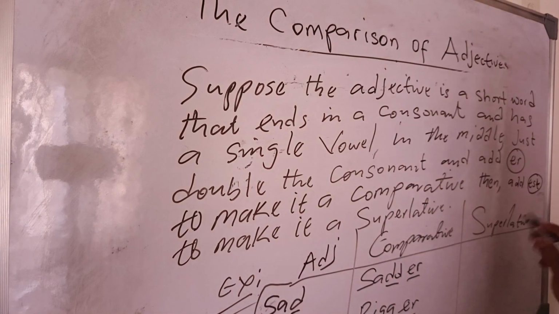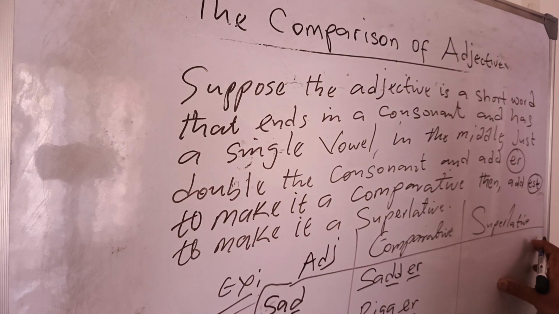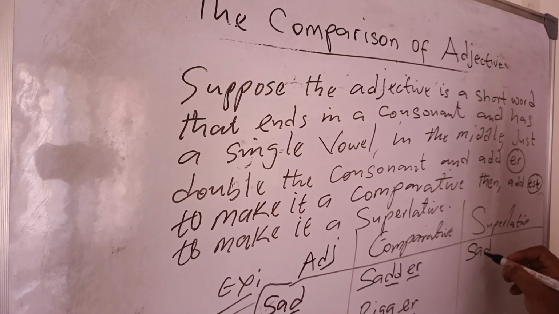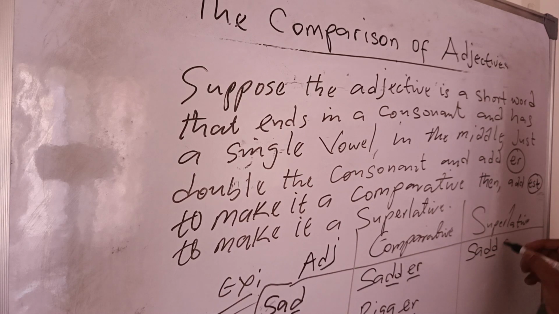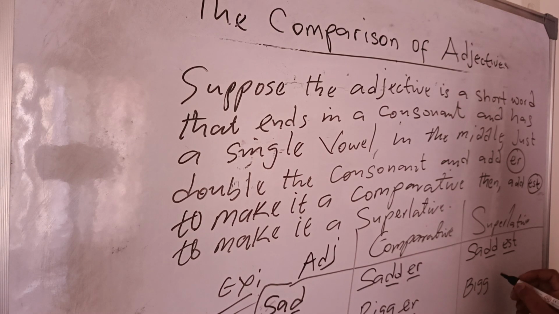Now at the superlative side, we add the est to make it superlative. So we double the consonant, then add est. It becomes what? Saddest. Also double the consonant, which is the double g, and add est. It becomes what? The biggest. So thank you for watching.